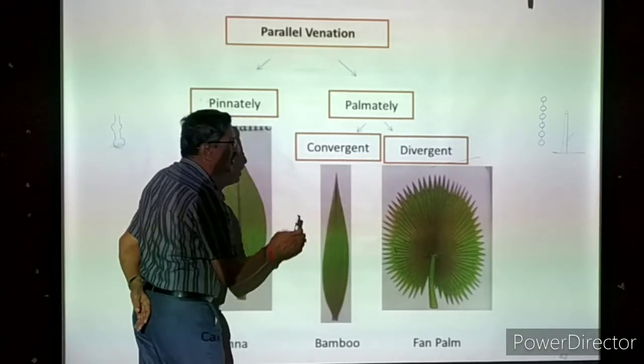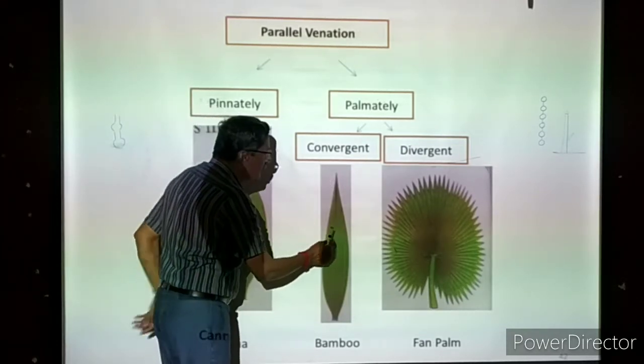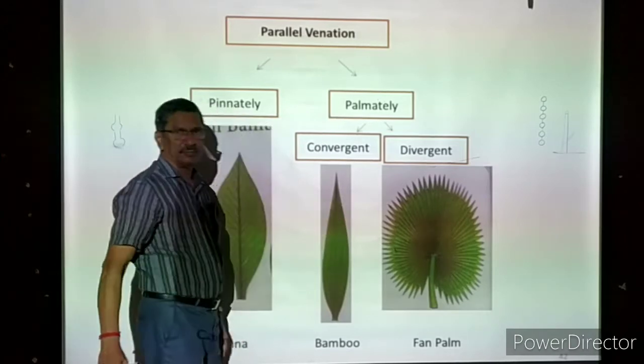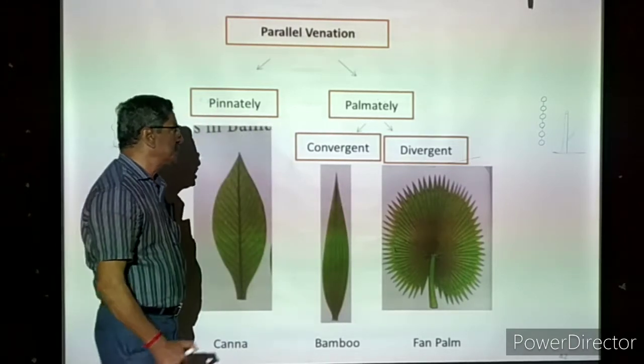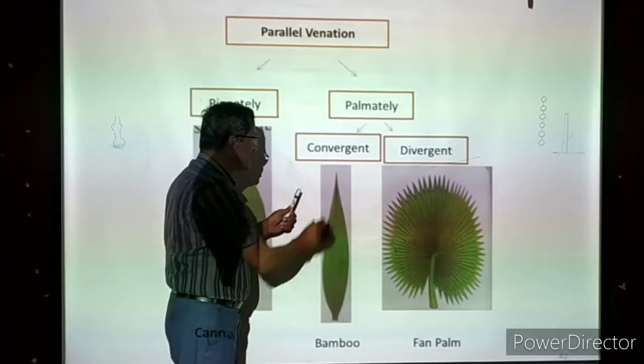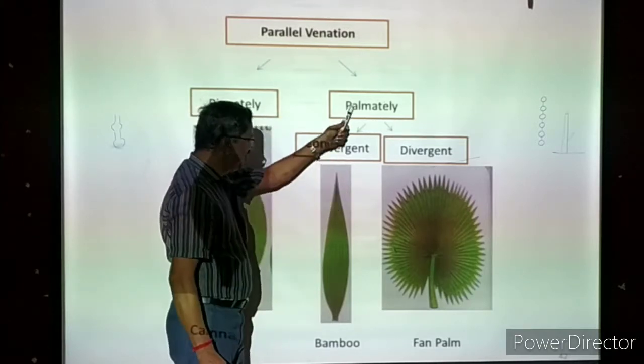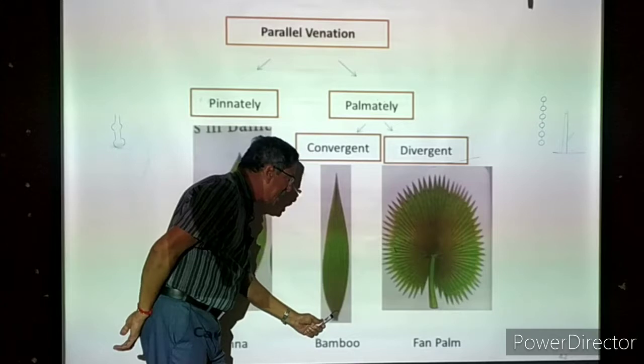But near the tip where the leaf is pointed, there all the veins are coming closer to each other. All the veins are coming closer to each other. That is called a convergent. They are coming closer to each other. Palmately, they are arising from the base of the lamina.